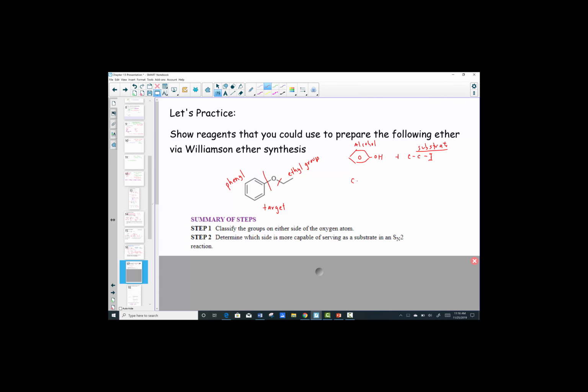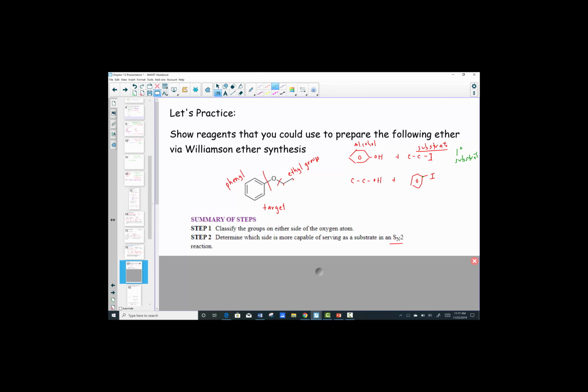Or, here's another choice. We could make the alcohol come from the ethanol group, this 2 carbon chain, and we could make the substrate the aromatic ring attached to the iodide. What would promote an SN2 reaction better? So really we just start with classifying the groups on either side of the oxygen atom and then making a decision which is the better choice of creating an SN2 substrate. And remember, the goal is we want a primary substrate.